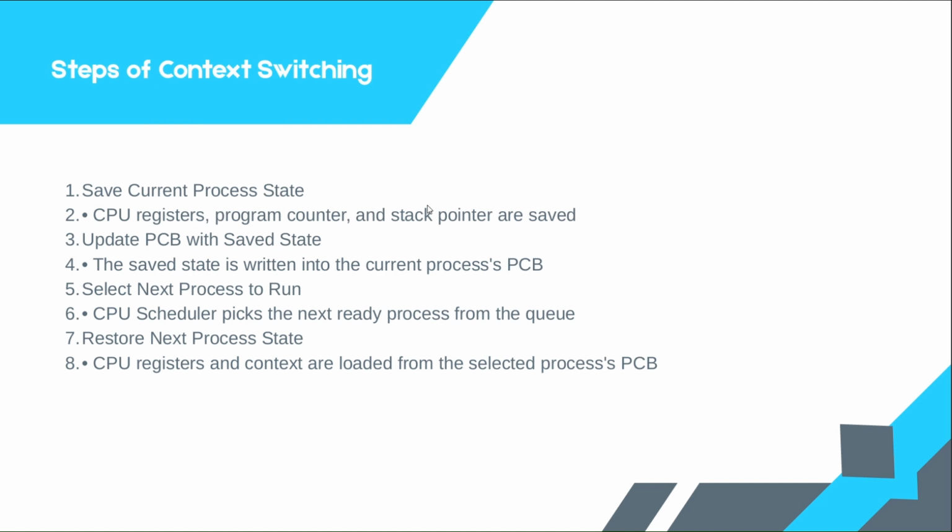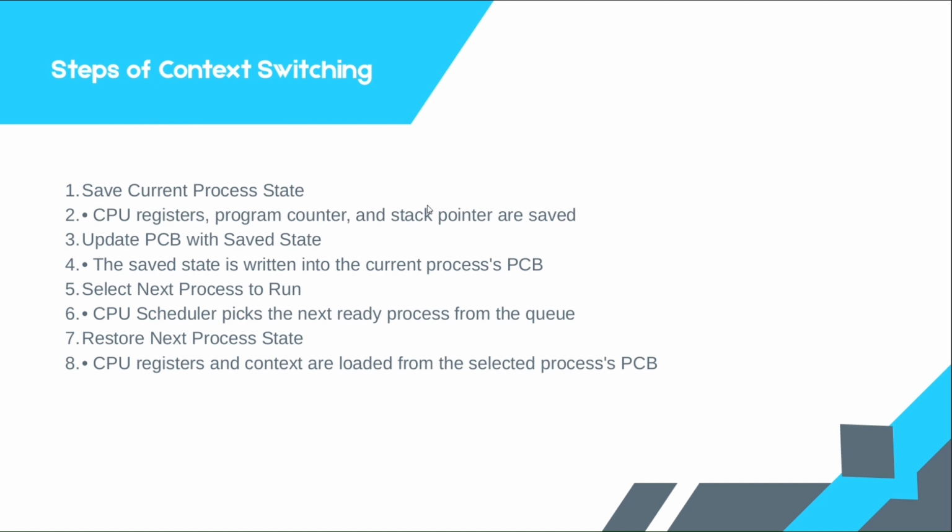Step 4. Restore the new context. Now the operating system loads the PCB of the selected process. It restores all previously saved information into the CPU. The program counter tells the CPU which instruction to execute next. The CPU registers are restored. The stack pointer is restored. Everything becomes exactly the same as it was before the process was interrupted.